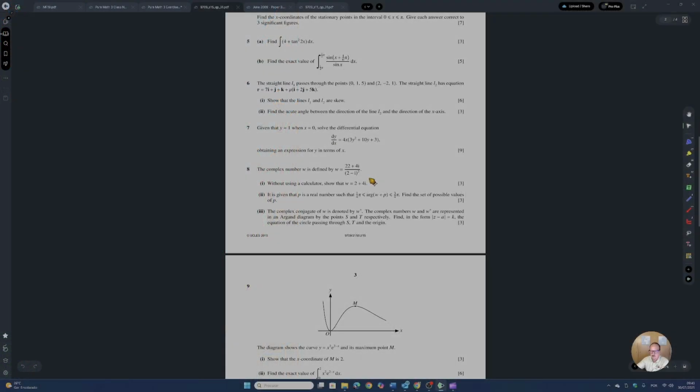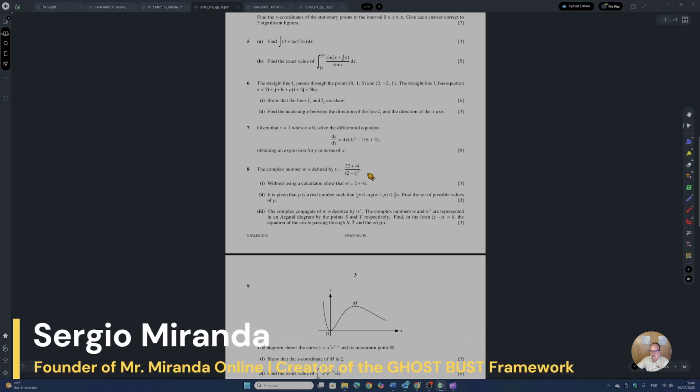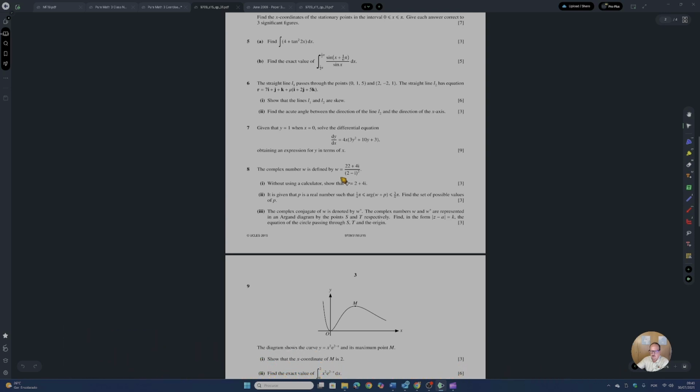Let's take a look at some exam questions regarding the complex plane and the representation of complex numbers in the polar form. The first question is this one, question 8 from Spring 2015, paper 31. It says the complex number w is defined by w equals (22 plus 4i over 2 minus i), the whole thing squared. Without using a calculator, show that w equals 2 plus 4i.